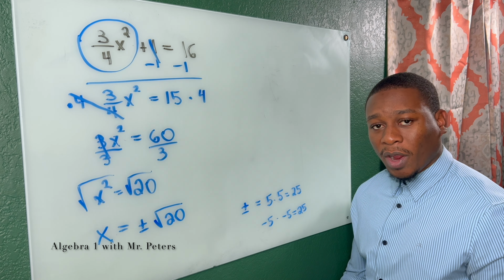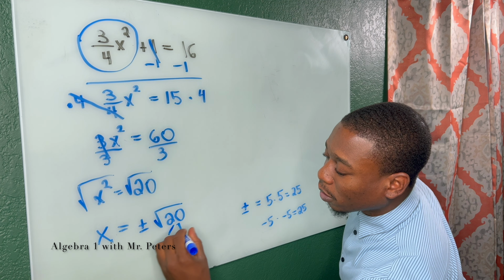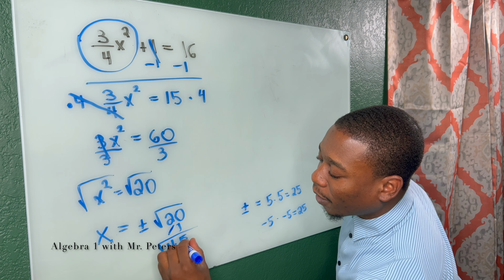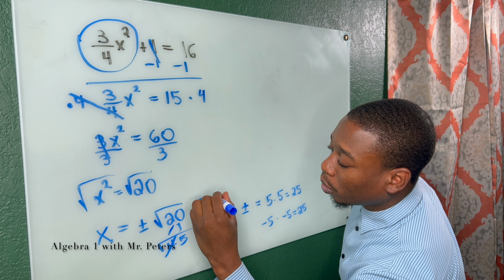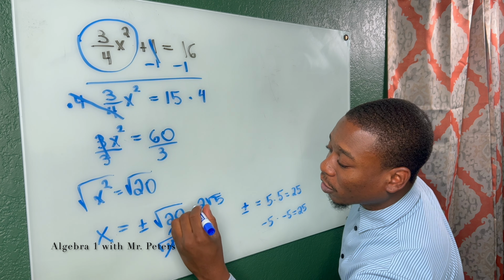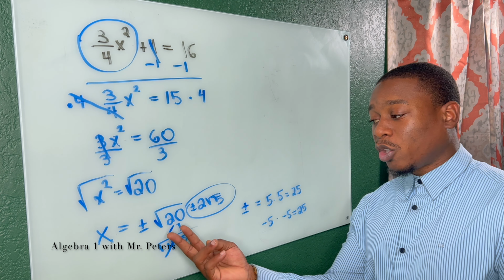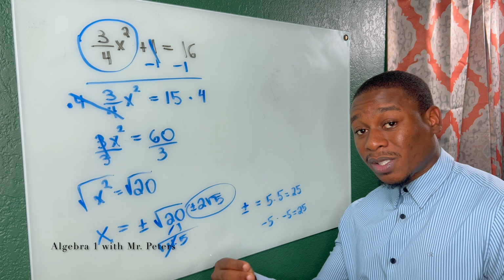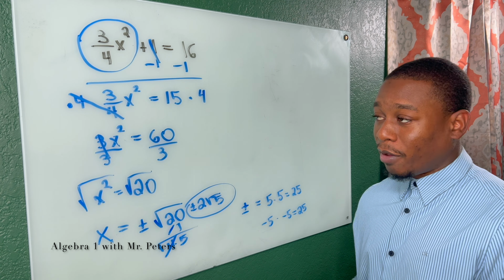And when you get into radicals more, we could break this down as the square root of 4 times 5. And when we simplify, we would get 2 radical 5 as an answer, plus or minus. So we could have left it as plus or minus square root of 20, or if your teacher asks you to simplify, when we break that radical down, we will get 2 radical 5.